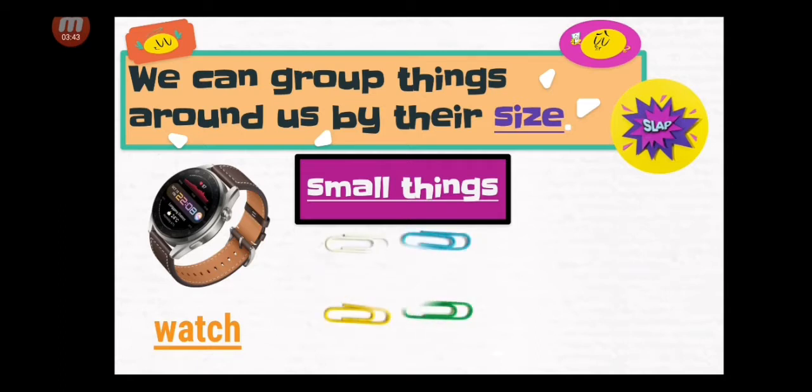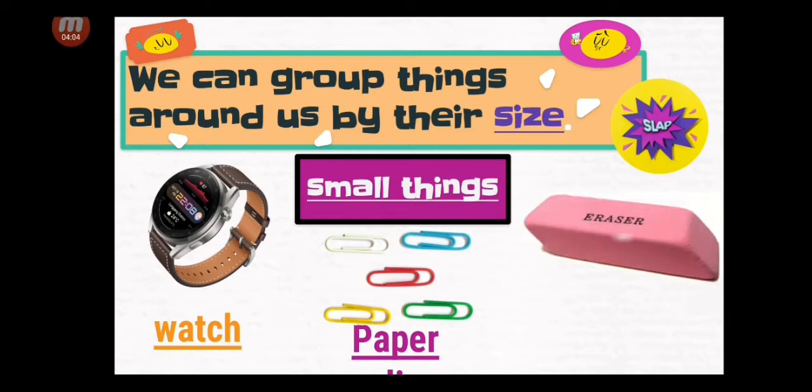Another one here. Do you know what that is? Okay, this one is a paper clip. A paper clip is an example of a small thing. And another one here. Oh yeah, you are so familiar with this. Eraser. Very good. An eraser is an example of a small thing.